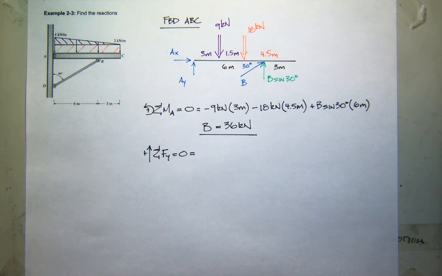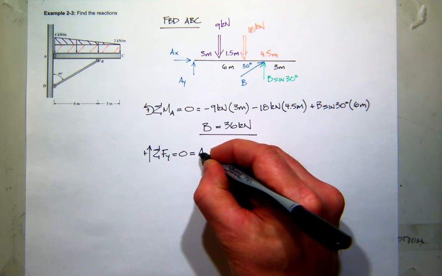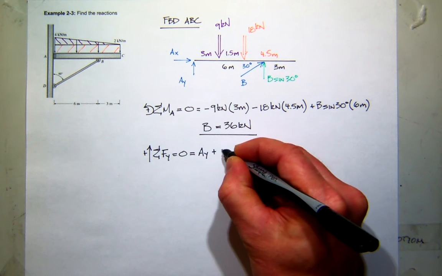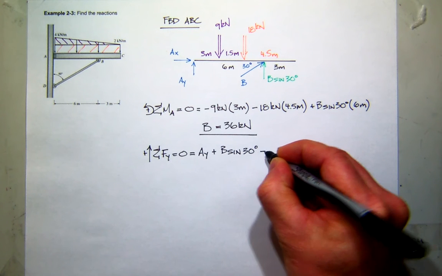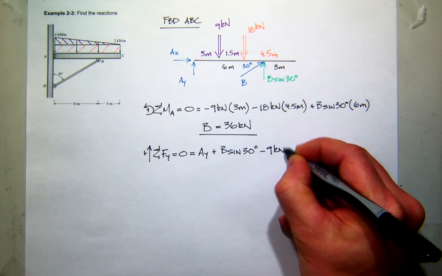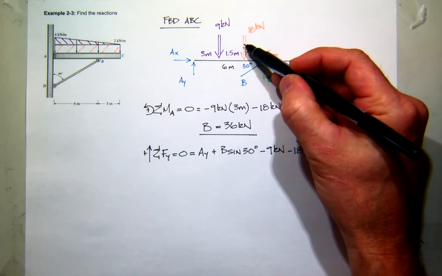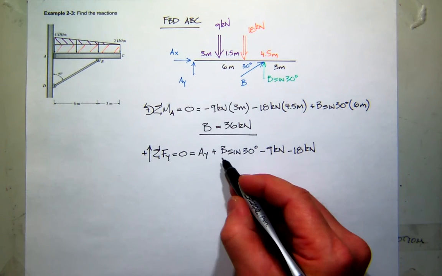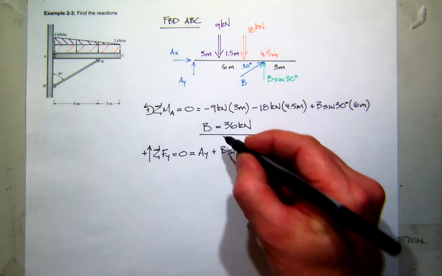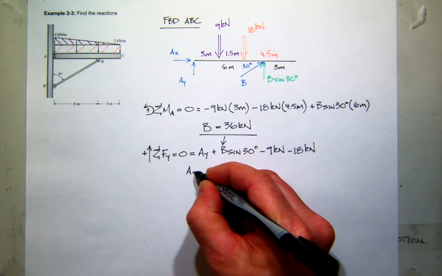Sum the forces in the Y for me. AY plus B sine 30 minus 9 kilonewtons minus 18 kilonewtons. That sounds pretty good to me. Anybody else see anything? Do we lose anything? So we've got these two forces going down, so that's negative, and the others up. Now, we know B, right? So you can just plug that 36 right in there. You should be able to solve for AY.